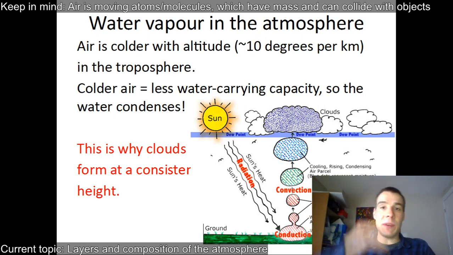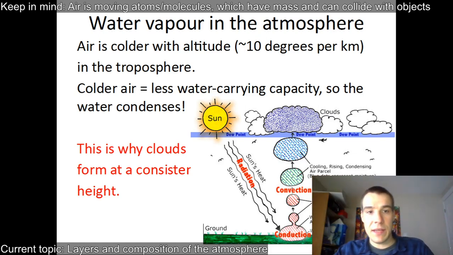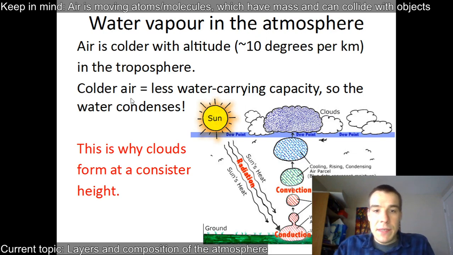And this is why clouds form at a consistent height. If you've ever looked at clouds and you see them form at a very specific height, that's why it's happening. So yeah, that's the composition of the atmosphere, the layers, and a bit about water vapor and how it forms.